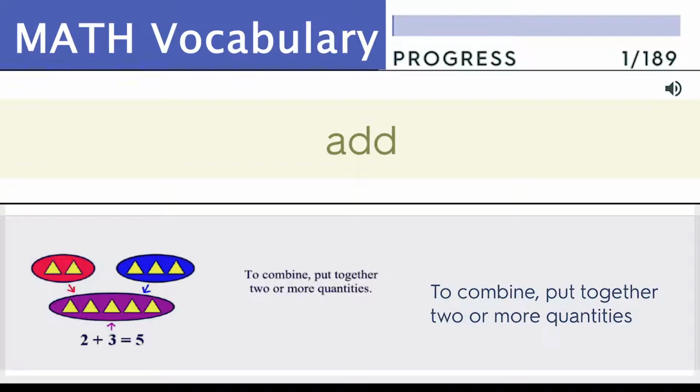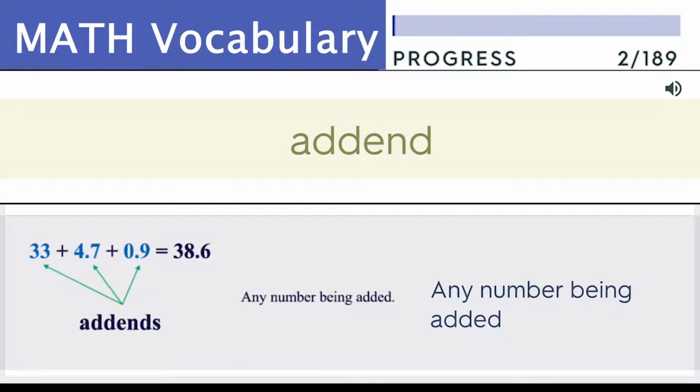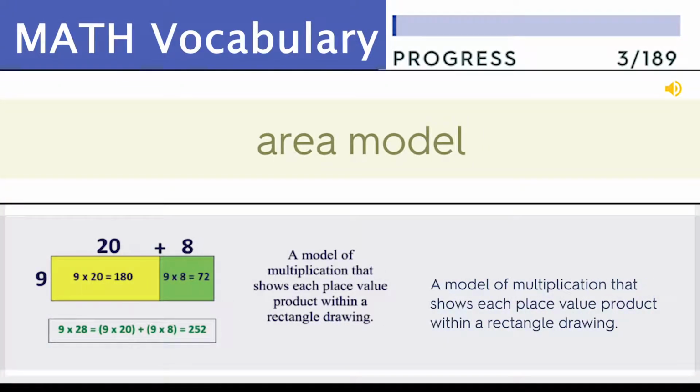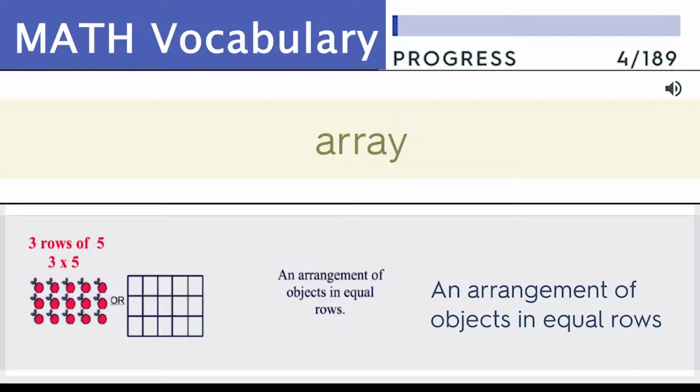To combine, put together two or more quantities. Addend. Any number being added. Area model. A model of multiplication that shows each place value product within a rectangle drawing. Array. An arrangement of objects in equal rows.